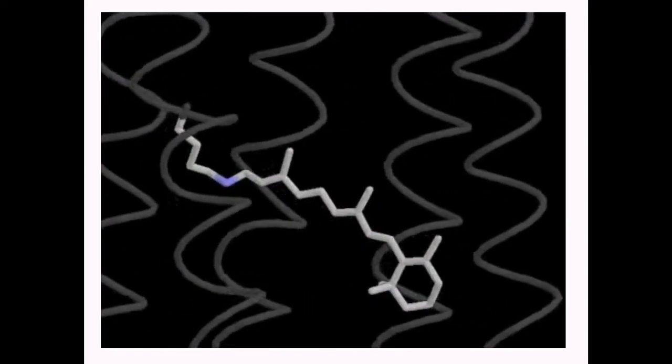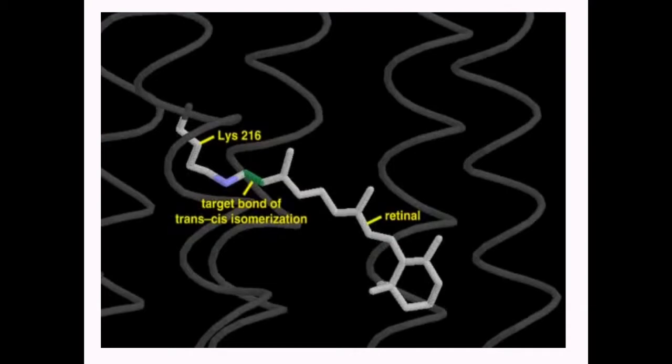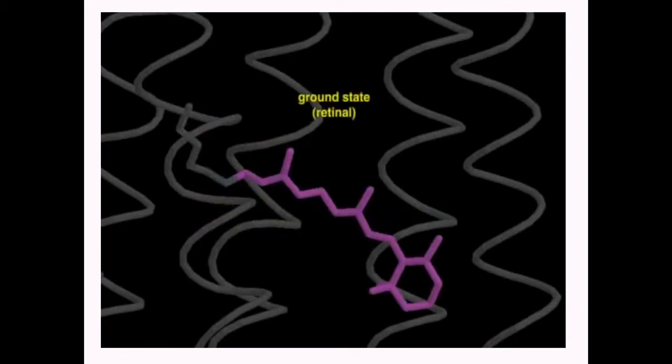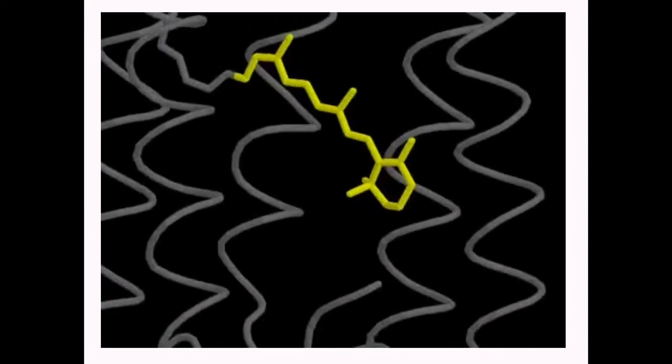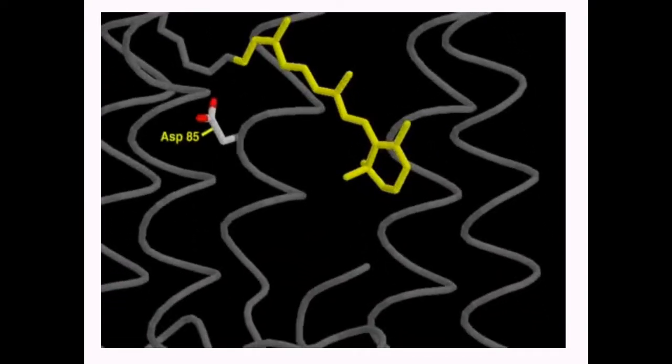When retinal absorbs a photon of light, one of its double bonds isomerizes from a trans to a cis configuration, thus changing the shape of the molecule. The change in retinal shape causes conformational rearrangement in the surrounding protein. The light-induced isomerization of retinal is the key event in proton pumping. In the excited state, retinal is positioned so that it can transfer a proton to an aspartate side chain, aspartate 85, that is positioned towards the extracellular side of the protein. Aspartate 85 quickly hands off the proton to the extracellular space via a bucket brigade of water molecules.